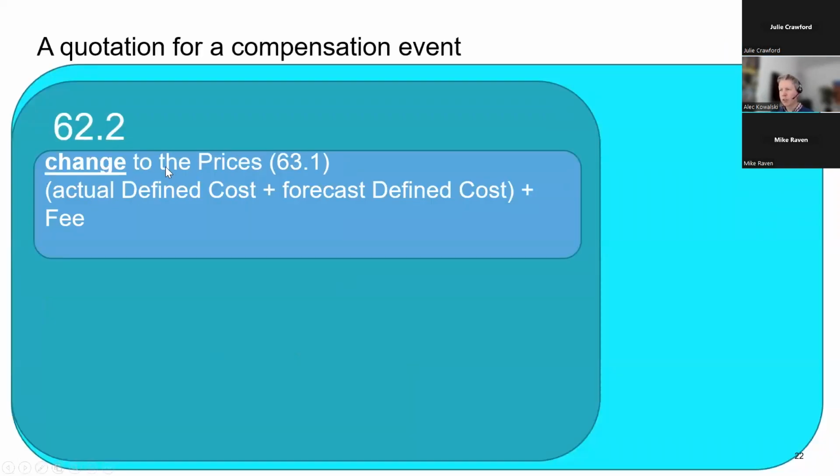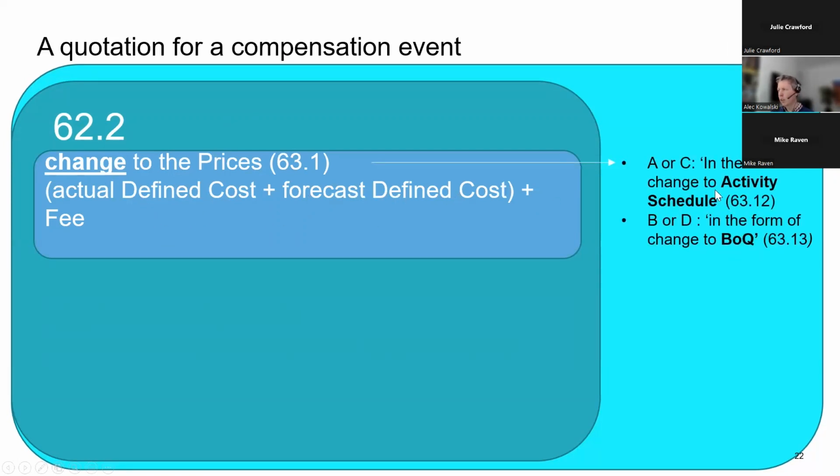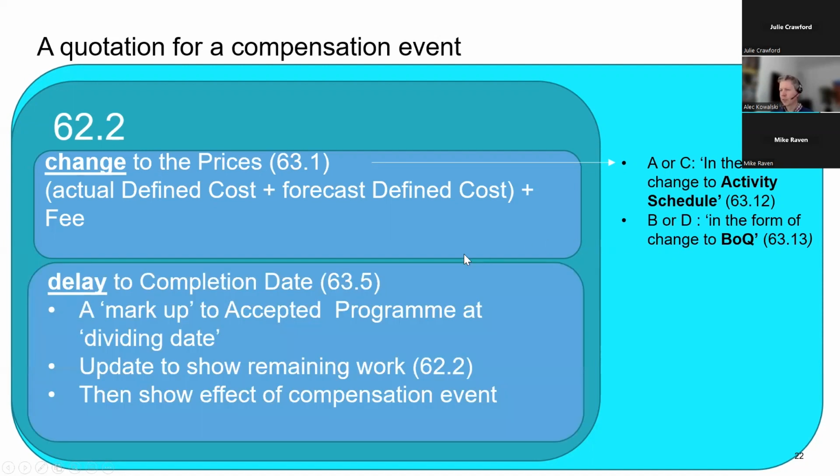Okay, so a change to the prices. This is what your quote is built up of. A change to the prices: the actual defined cost, plus the forecast defined cost, plus the fee. And this is in the form of a change to the activity schedule for options A or C, or a change to the bill of quantities for B or D.